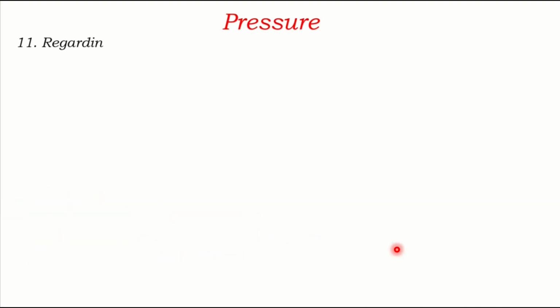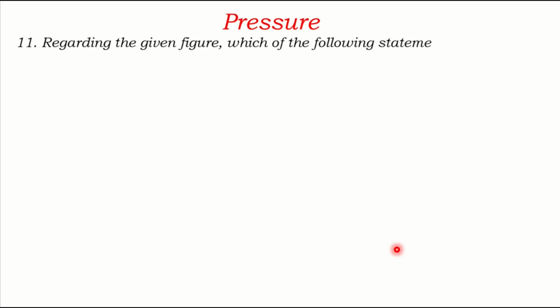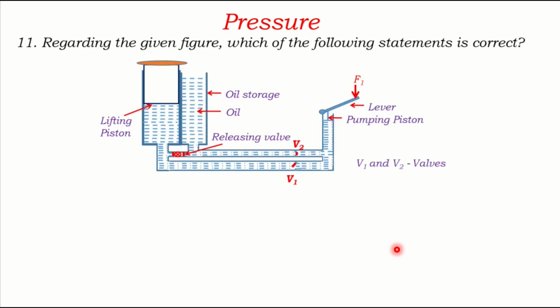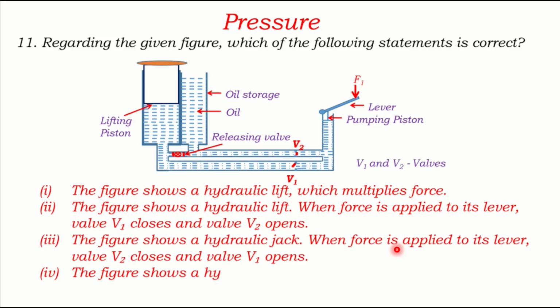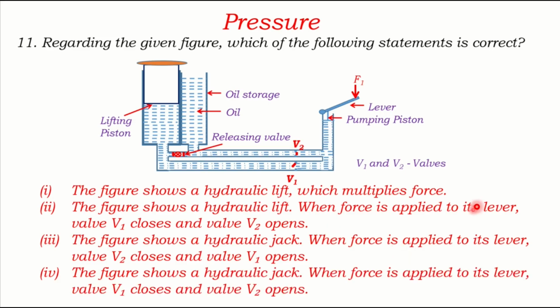Okay, now let's have another question. Regarding the given figure, which of the following statements is correct? Here, the figure is given and statements are given. We have 4 different statements. First, you have to identify this diagram. This is the diagram of hydraulic jack. You have to decide this first, and then only you can go through different options.